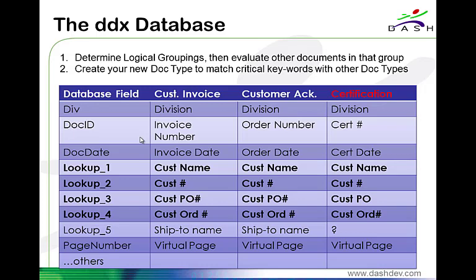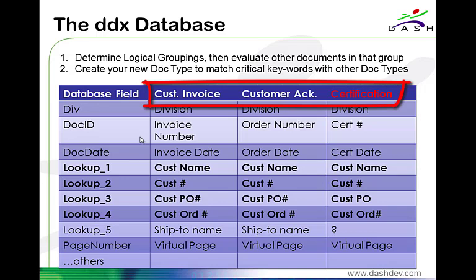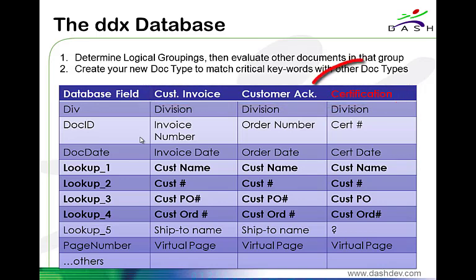To do all of this, let's look again at the DDX database. Number one, you want to determine what those logical groupings may be, and then evaluate the other documents that might fall into that group, and then create your new document type if that's what you need to do to match all the critical keywords together with the other document types.